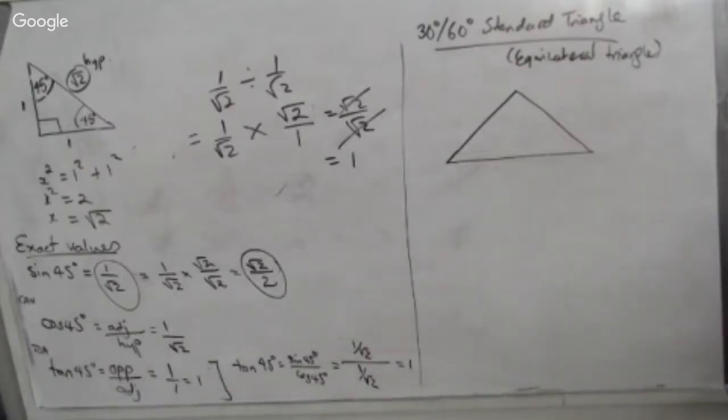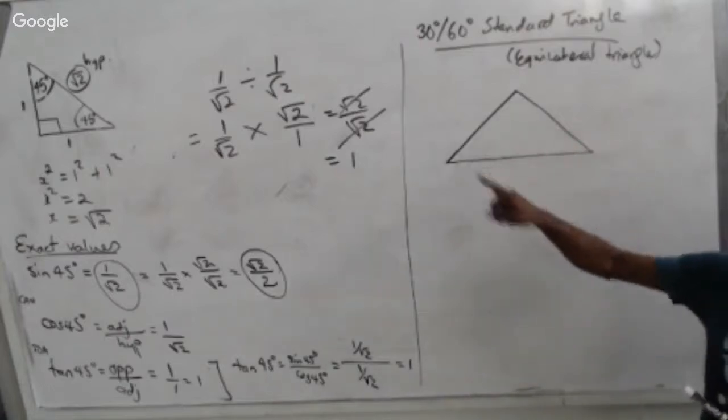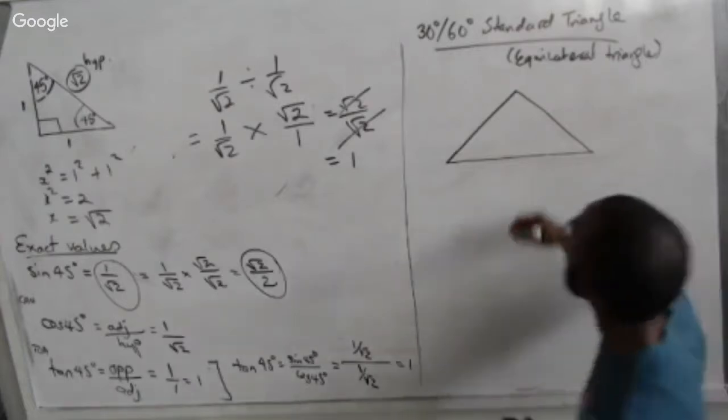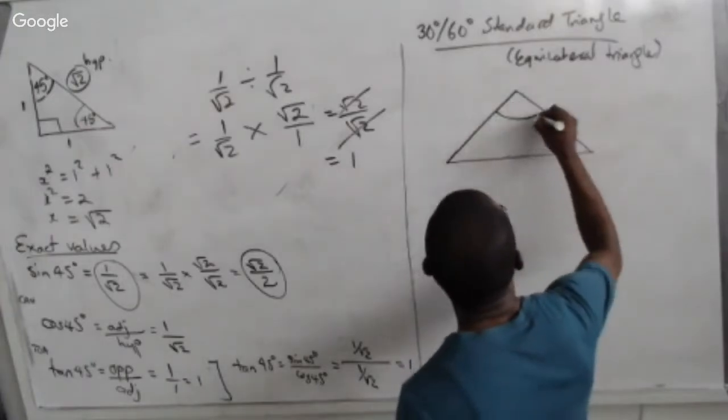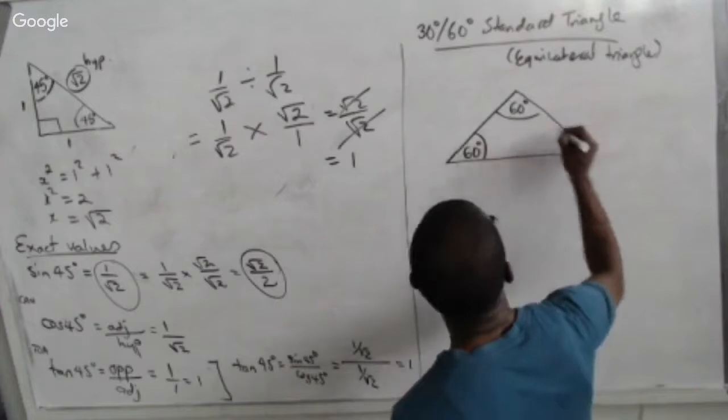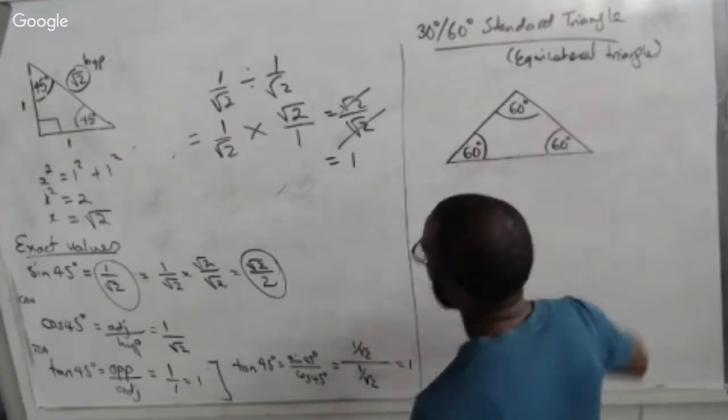Sorry, again. What do they measure? What do they all add to? 180. All right, and how many sides? How many angles? How many internal angles? 1, 2, 3. So I have to divide that by 3 now. And 180 divided by 3 is 60 degrees, right? So that is 60 degrees. That is 60 degrees. That is 60 degrees.